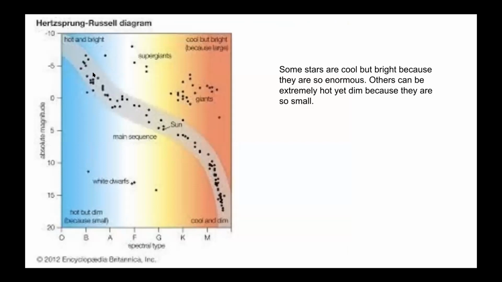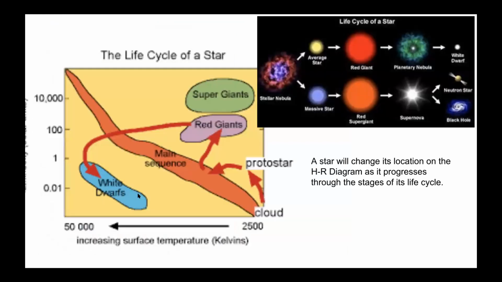So cool but bright up here, like Betelgeuse, remember? Over here, hot and bright, the supergiants and the giants. And then the white dwarf. So our sun will be going through a life cycle.